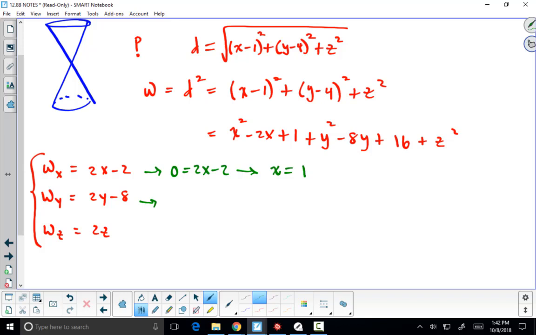The distance squared function is going to be minimized or maximized at a critical point. So we're going to find the critical points. Critical points are where the first partials are simultaneously 0 or where one is undefined. We don't have that situation here. So we get this guy, and then we set that equal to 0.